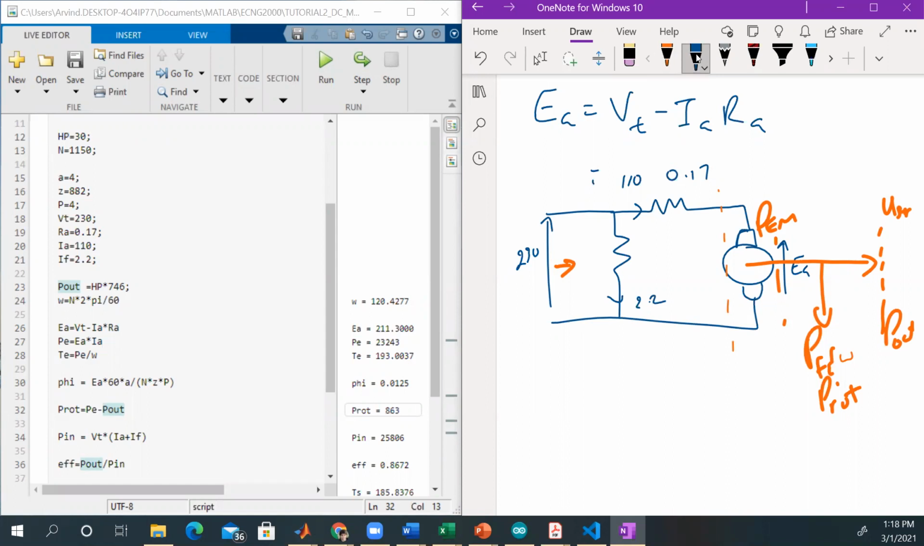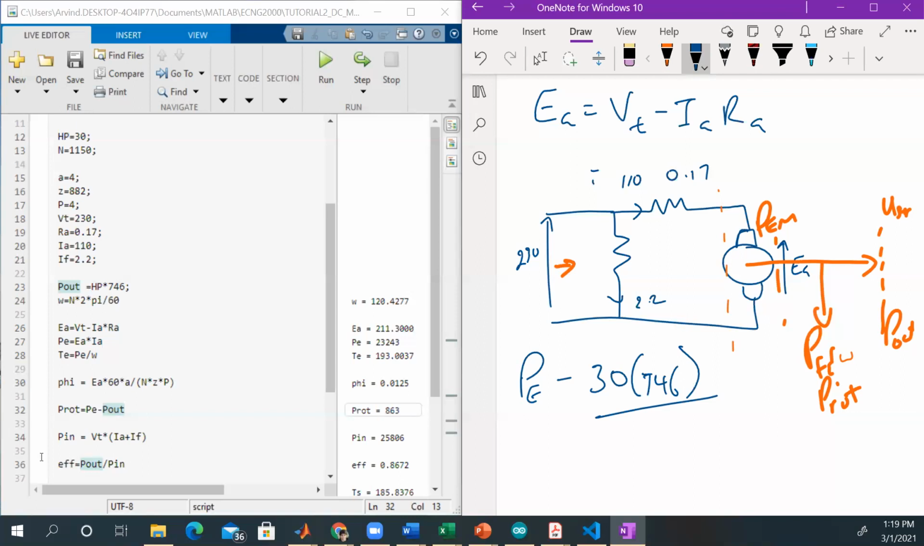So we have the electromagnetic power, which is 23243. So PE minus P out, and P out is the horsepower. So that is 30 multiplied by 746. And 746 is just the conversion. Horsepower to watts is basically the same units of power, just a scaling factor, so you're not really converting to anything different. When we do that, we get the rotational losses to be 863 watts.